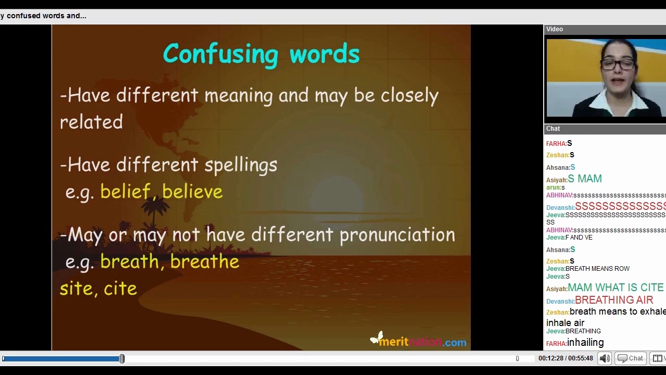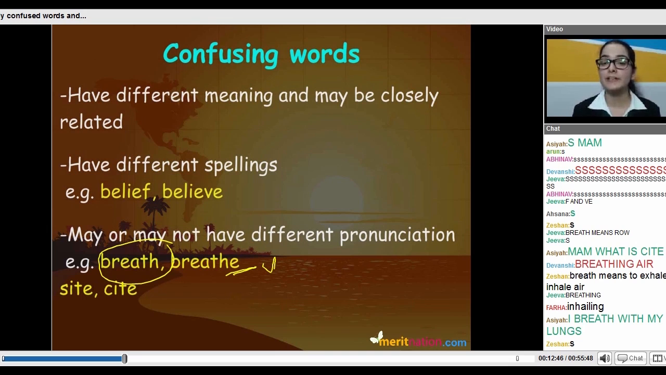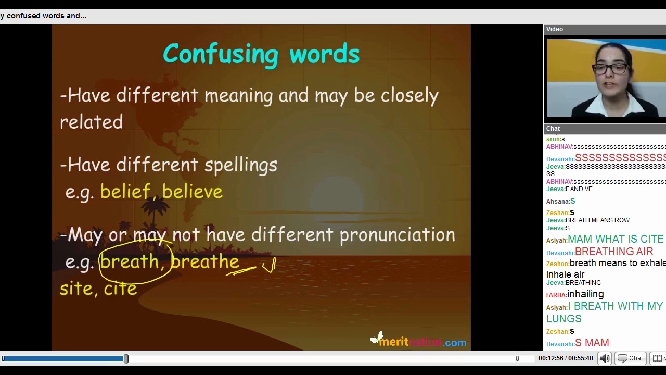So breathe, again with an E, if you see, is a verb. That is the activity or the process of inhaling and exhaling. Very good. And breath is the air you breathe in. That is, the act of breathing is breath. Do you get it? Is it clear? A slight difference, yet a difference in meaning. Alright? So you always breathe the air, right? And you don't breath the air. Alright? Yes?